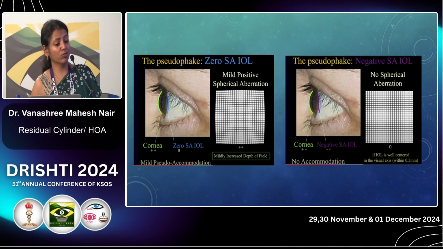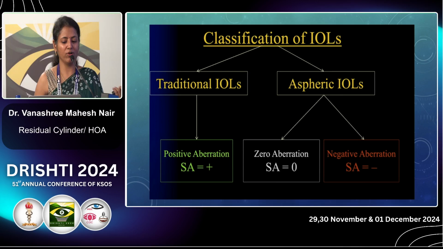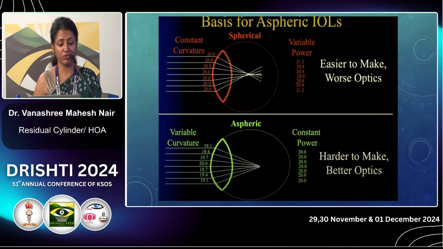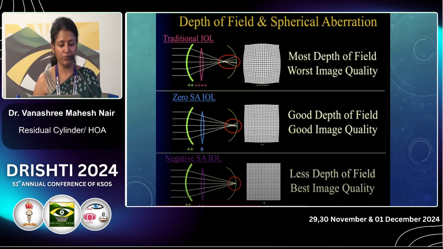And because of paucity of time, I'll just go to one important concept. So we have something called aspheric IOLs, which have either a zero spherical aberration or a negative spherical aberration. So how these aspheric lenses actually work is the way they focus the light. So a spherical lens will give you the same power all over its curvature, causing positive spherical aberrations, but an aspheric lens will actually focus it for you.